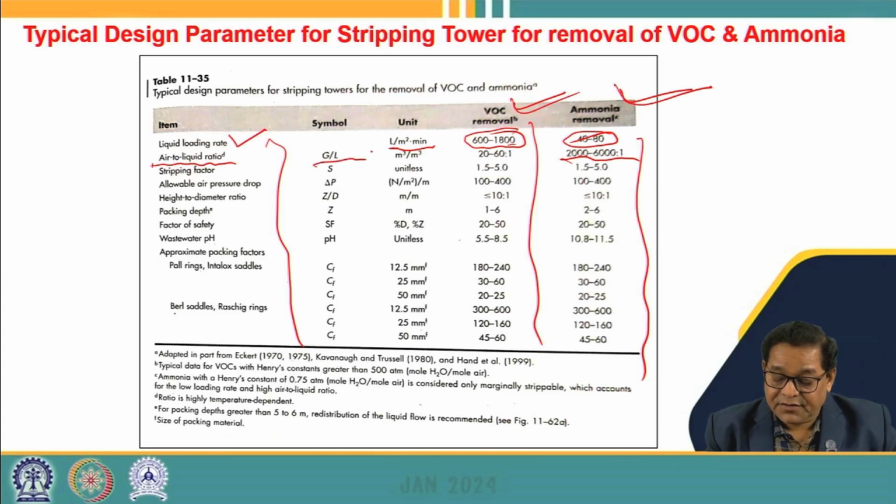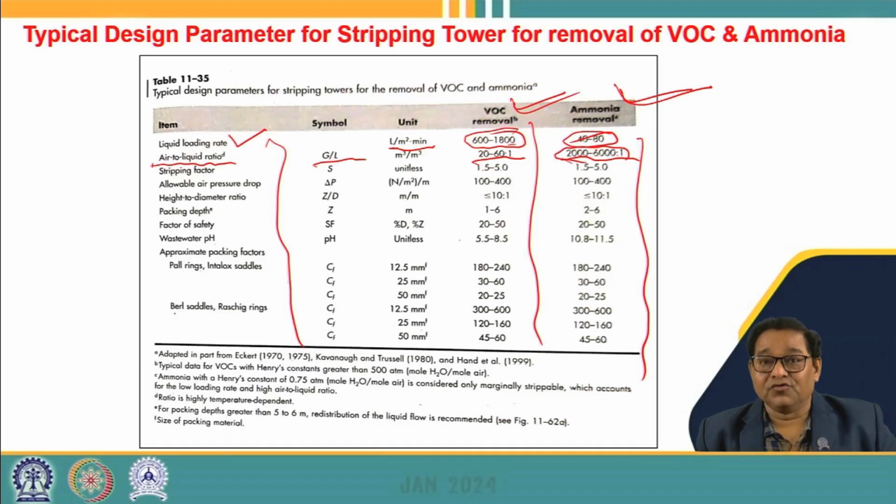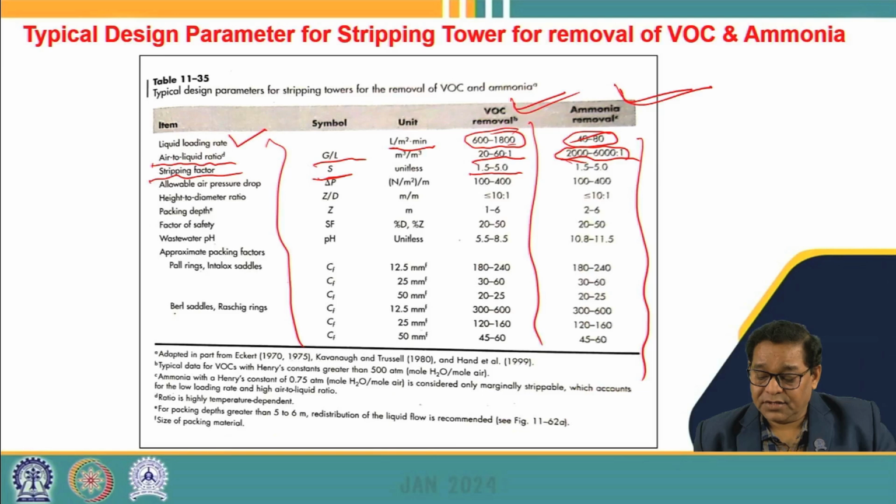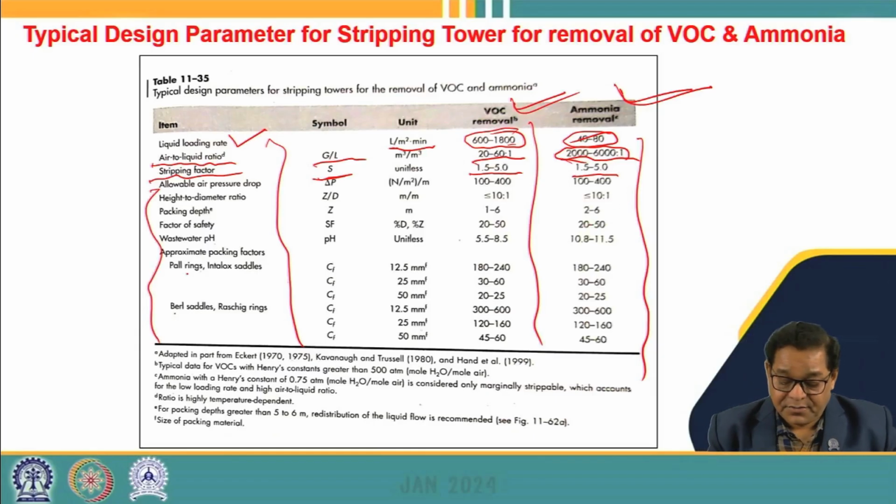Similarly, the G by L ratio should be 20 to 60 in case of VOC removal, while in case of ammonia removal a huge amount of air is required. So this basically affects the economy of the process. And similarly, this is the stripping factor, the symbol S, which is unitless, and here for VOC this may be taken from 1.5 to 5, and similar values we can take for ammonia removal.